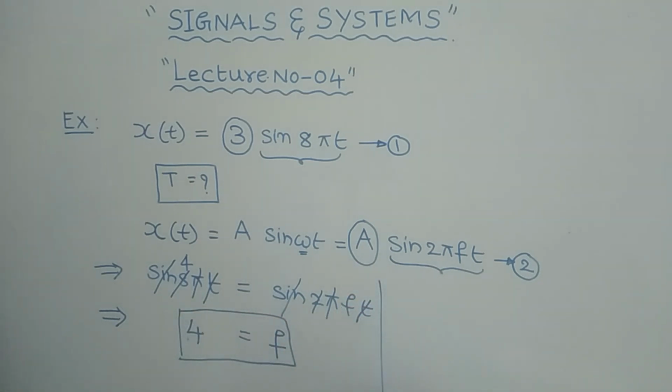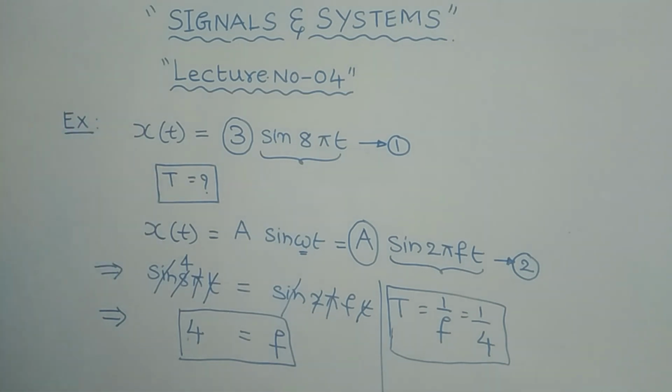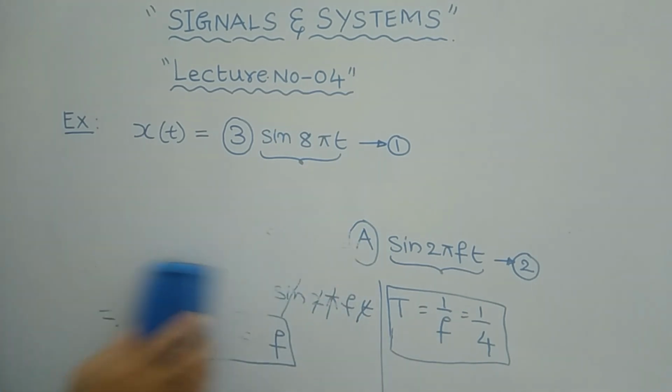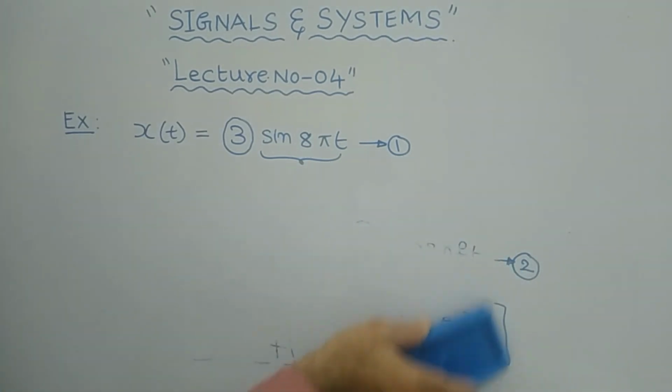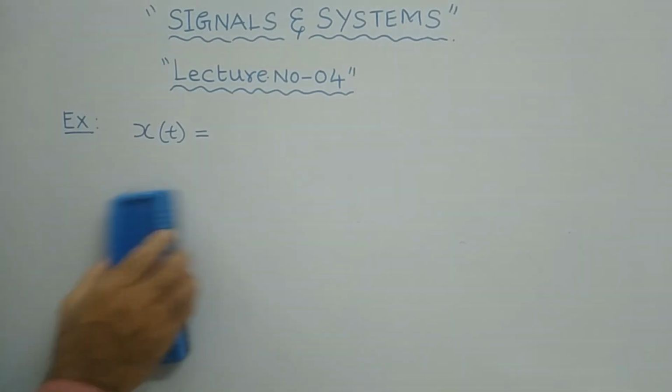Therefore from this, the time period T is equal to 1 by f, that is equal to 1 by 4. This is 1 by 4. This is the fundamental time period of this signal. And there is another important example actually. Sometimes two signals will be combined together and they will ask you to find out the fundamental time period of the signal. Sometimes they will ask you by combining two different terms like this.